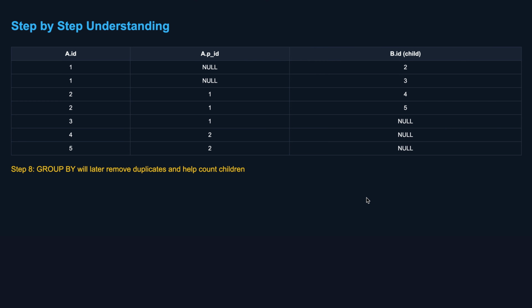Now finally we use a group by, and this is required because nodes with multiple children appear multiple times after the join. Grouping will help us collapse the duplicate rows, and then we can also count how many children each node has. So now that the logic is clear, let's implement this in SQL.